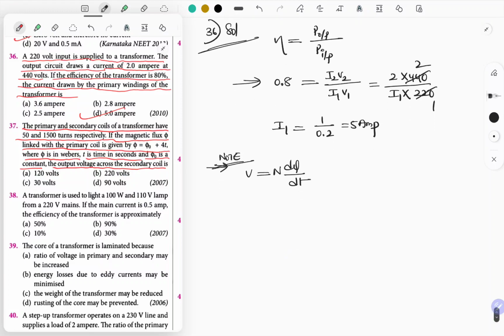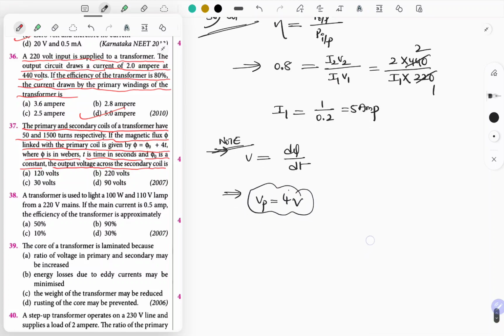So that's a general formula for voltage. Okay, just observe here. How can I find out voltage? First of all, find out the voltage of the primary. So the primary voltage is equal to d phi by dt. You can use that formula. If you differentiate phi with respect to time, we are going to get 4. So 4 volts is the primary voltage.